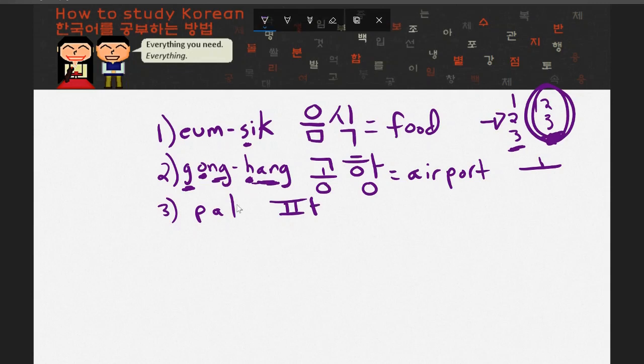Now I need to add this L, or I guess you could say it's an R, and it's sort of an L and an R. It's actually neither of them. It's not pal, and it's not par. It's sort of a mixture between those two, and it's pal. So the letter that corresponds to this sound in Korean looks like this. And this says pal, and this word translates to arm.